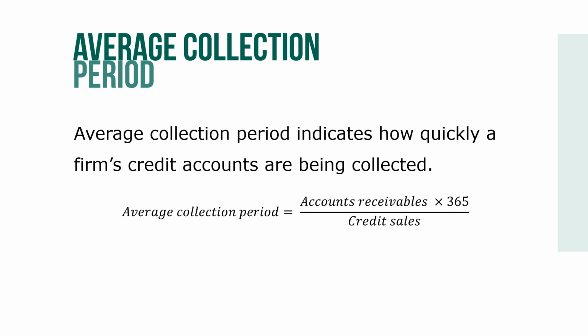Average collection period indicates how quickly a firm's credit accounts are being collected. The average collection period equals accounts receivable times 365 over credit sales. Note, when credit sales figures are not available, net sales may be used instead.